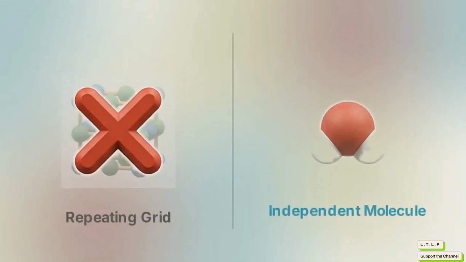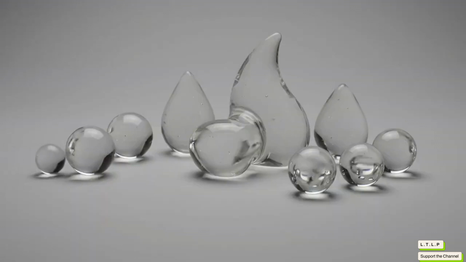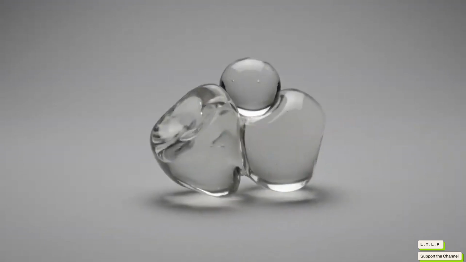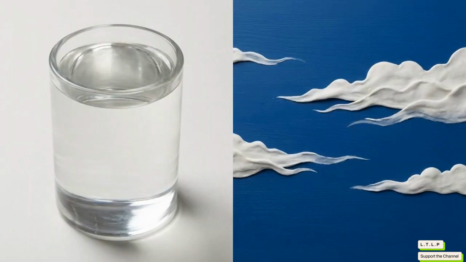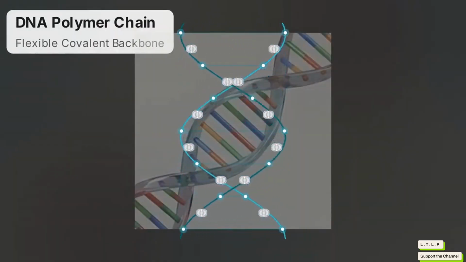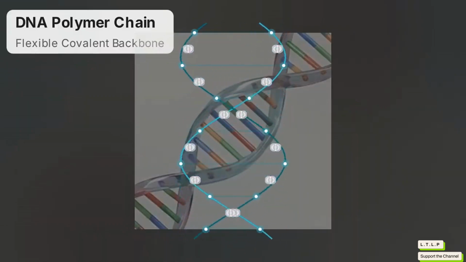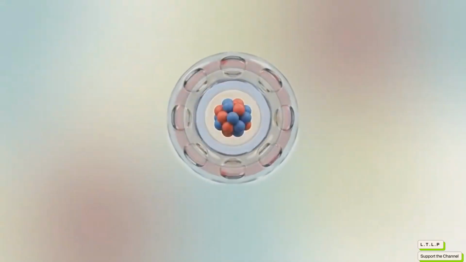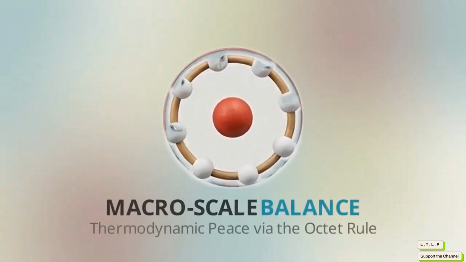Covalent bonds, by contrast, forge independent molecules. Because these molecules aren't locked into an infinite grid, they are free to move past one another, allowing covalent structures to flow and flex, forming the liquid water we drink and the oxygen gas we breathe. These same flexible bonds are responsible for constructing the complex carbon chains of our own DNA. The entire physical reality around us, whether a rigid crystal or a flowing liquid, is the macro-scale result of unstable atoms sharing or transferring their electrons to find balance.